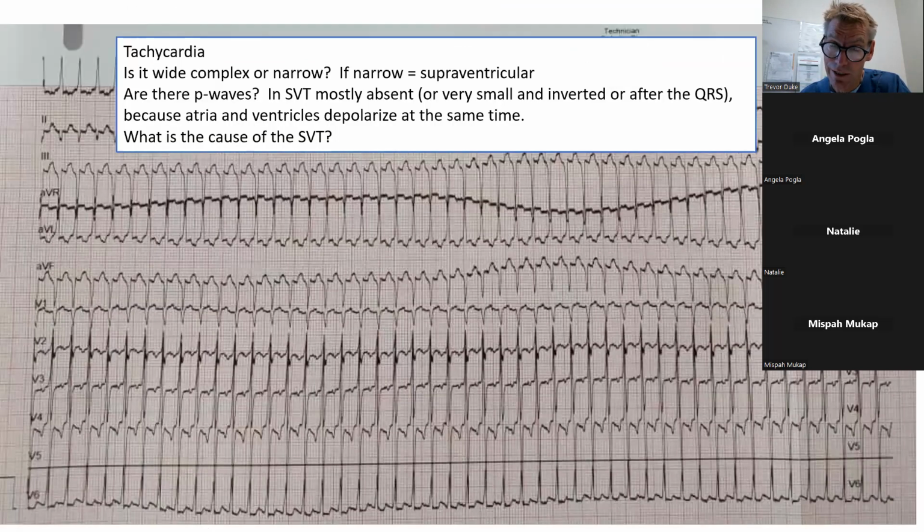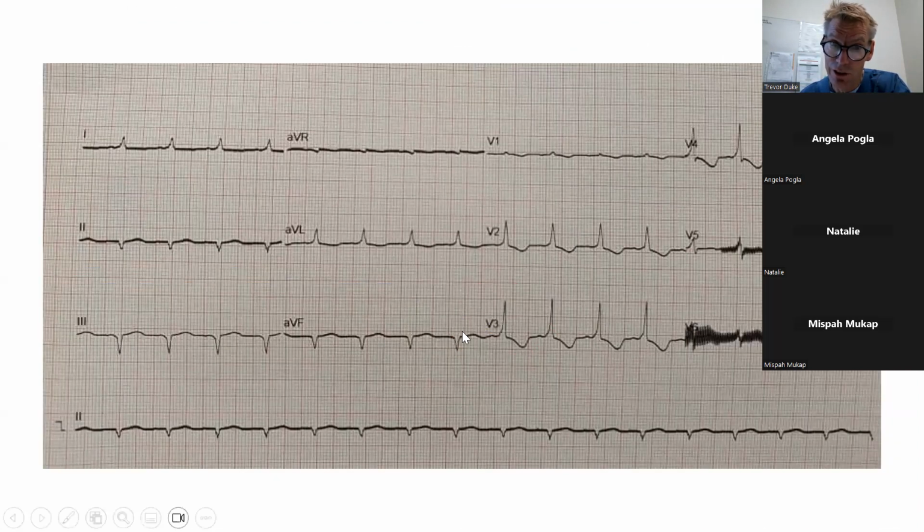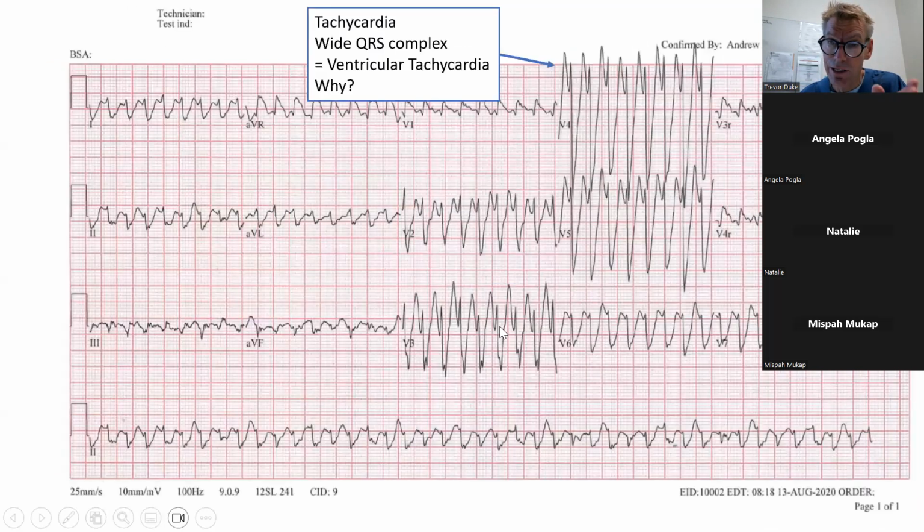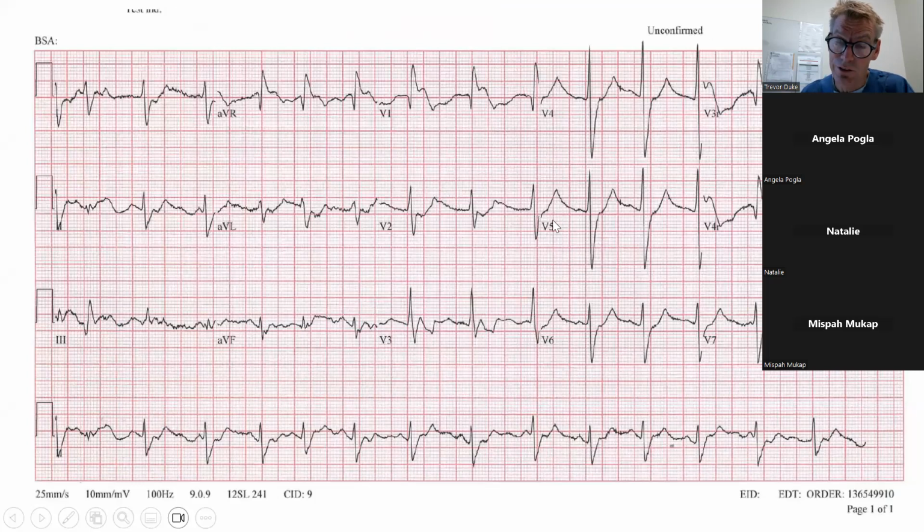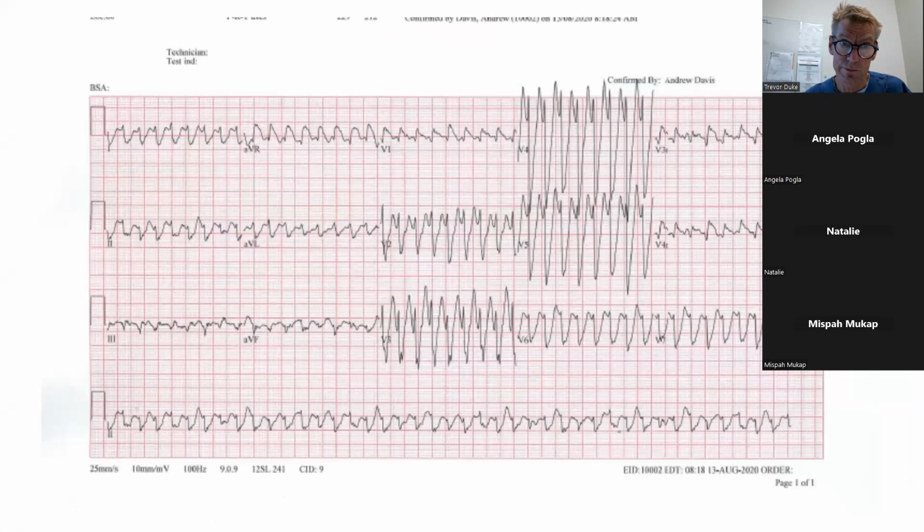You don't know that until you've reverted the child and you see the slurred upstroke, the delta waves. And the next one was ventricular tachycardia related to Brugada syndrome. But again, you don't know that until you've reverted and you can see the characteristics. But it could be with either of them, SVT or VT, that the major problem is electrolyte imbalance, hypomagnesemia, hypokalemia, those things. So fix those things first and then see what the ECG shows.